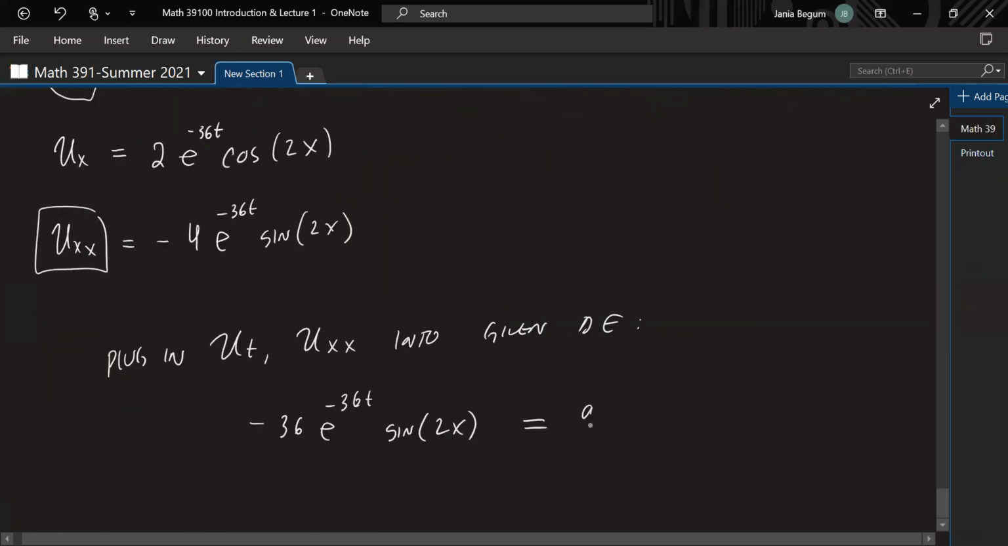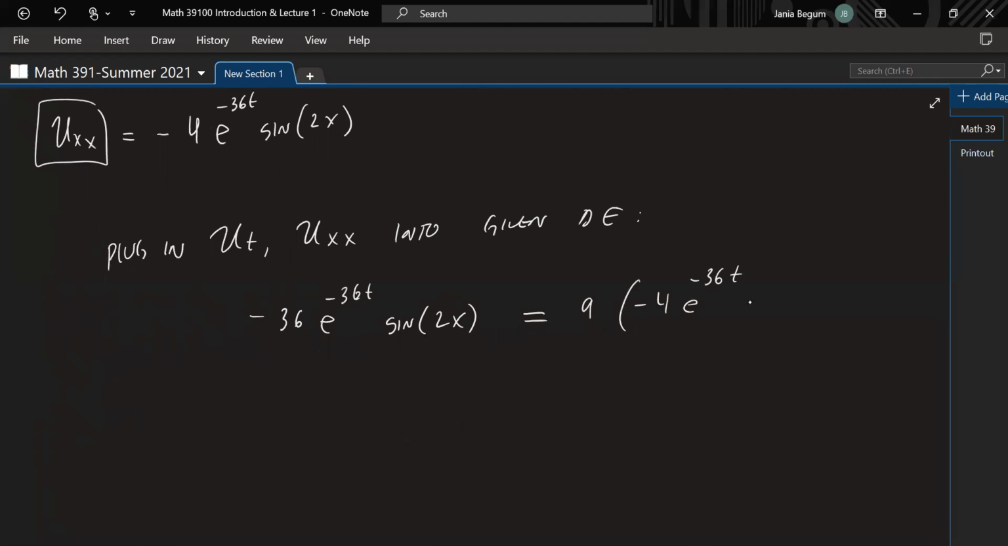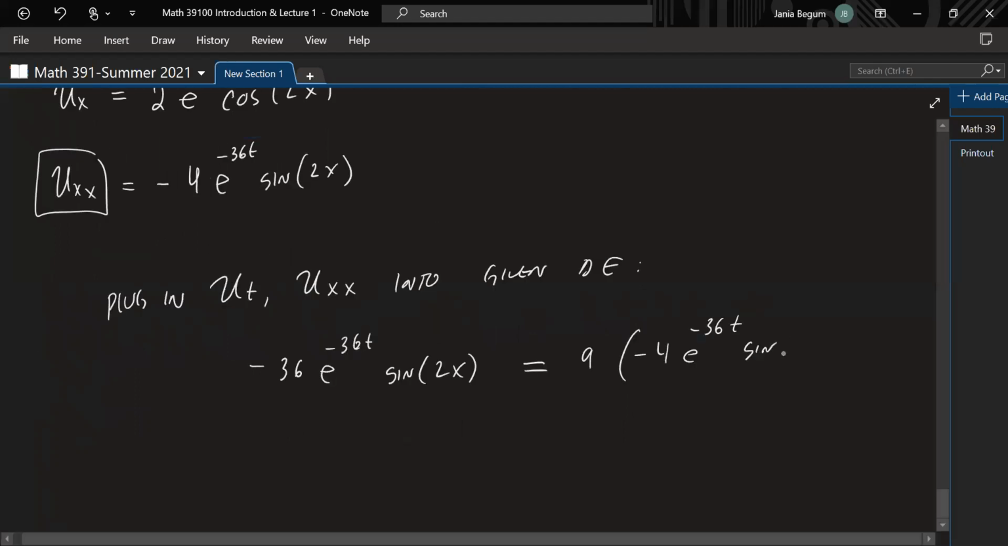So that's 9 times negative 4 e to the negative 36t sine of 2x. That's the setup when I plug these partials into the equation. Now the left-hand side is already simplified. There is nothing to do. But on the right-hand side, we can multiply the 9 in. It will be negative 36 e to the negative 36t sine 2x. Now, are they equal to each other? Yes. The left side is equal to the right side.